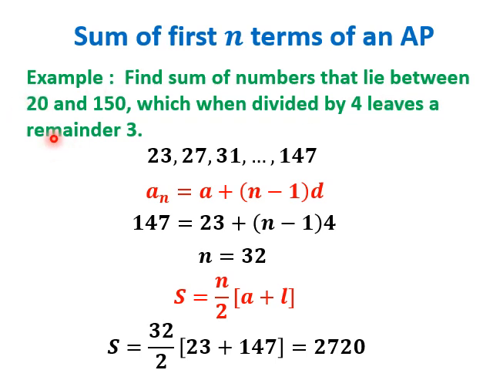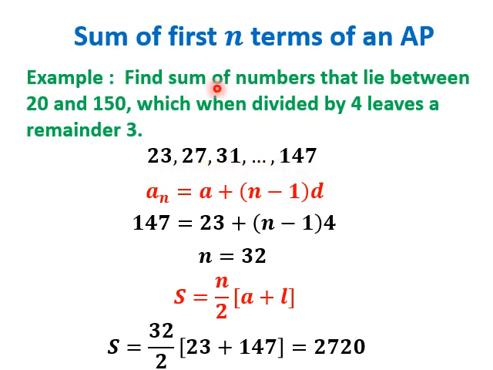Then we take the next number, 22. The remainder will be 2. When we take 23, we get a remainder 3. So that will be the first term in the series, that is 23. Similarly, we will get 27. Next will be 31. And the last number will be 147. Please check, students, whether you are getting this particular series or not.